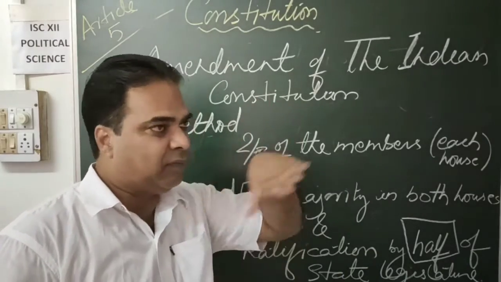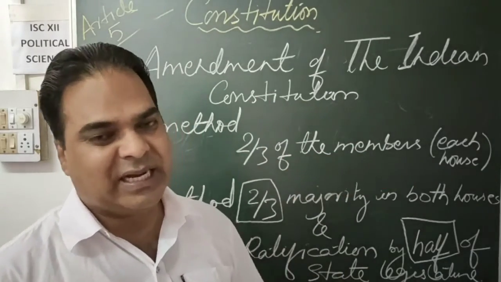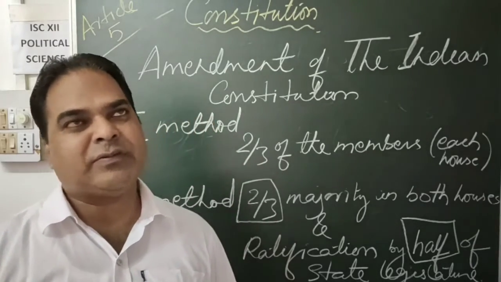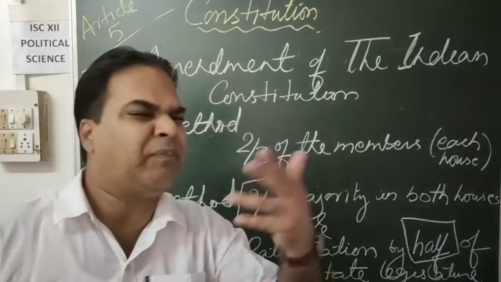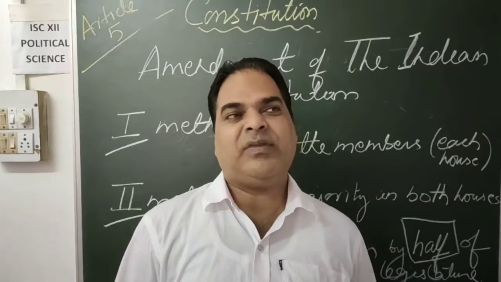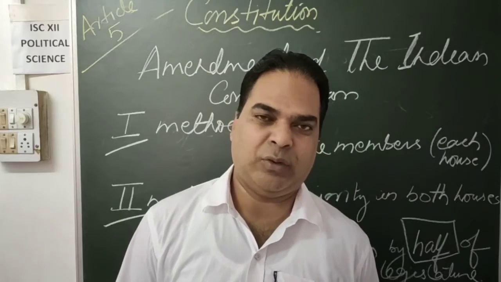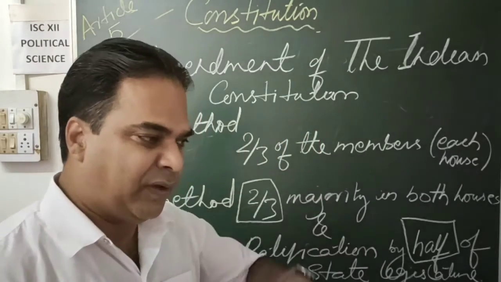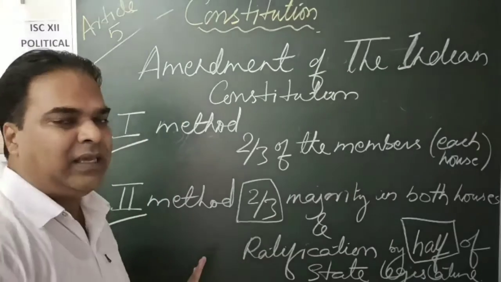There are 29 states. So what will be half of 29? 29 means 14, let us take it as 15. 15 states have to give approval to pass the amendment bill of the Constitution. If that is done, there won't be any problem.